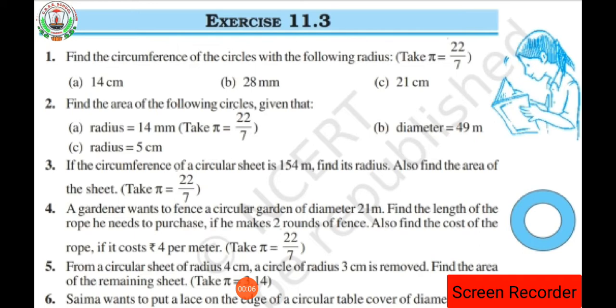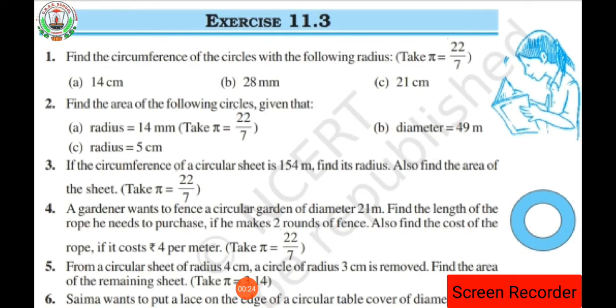I know this exercise is already being completed by Aruna madam. We are just doing a revision of this exercise. Okay. So here we are starting exercise 11.3. First question, what does it say? In this video we are going to see question number 1 to 7.